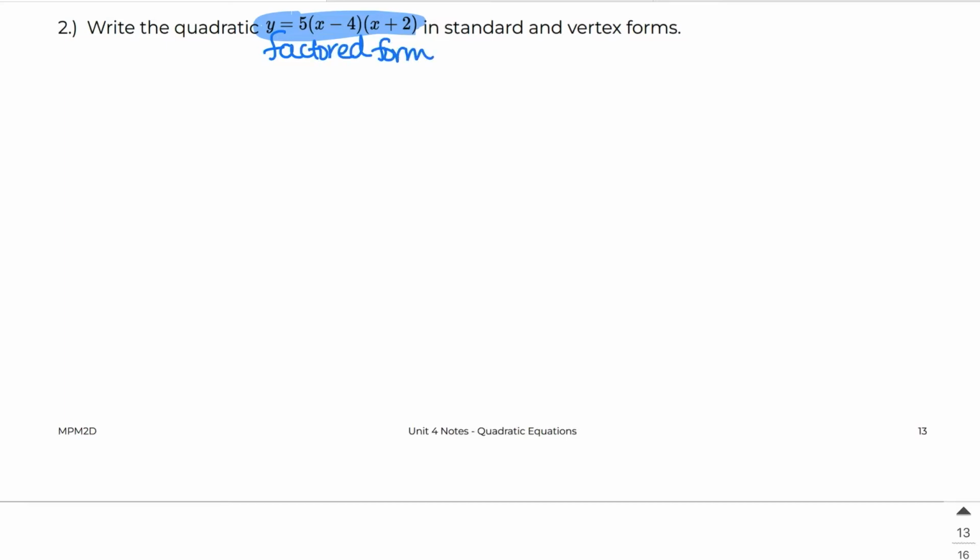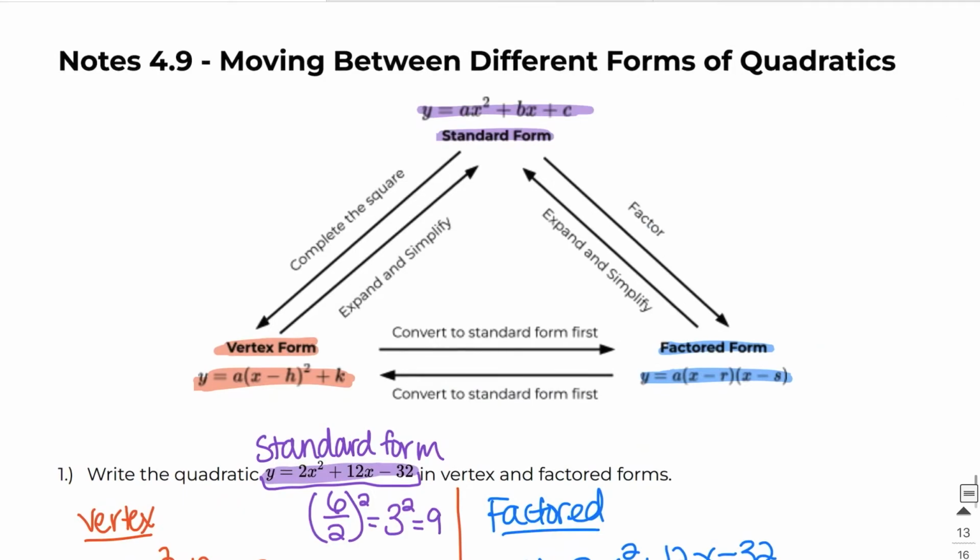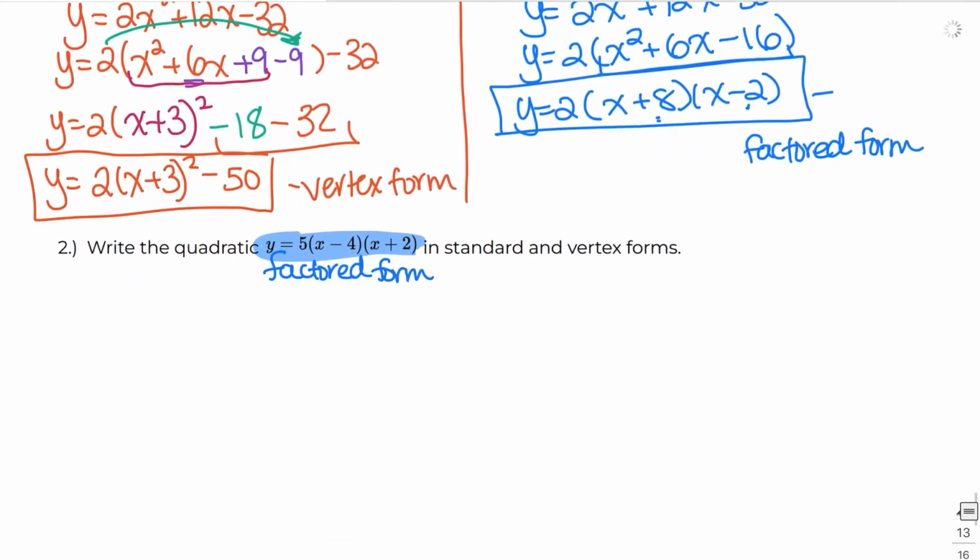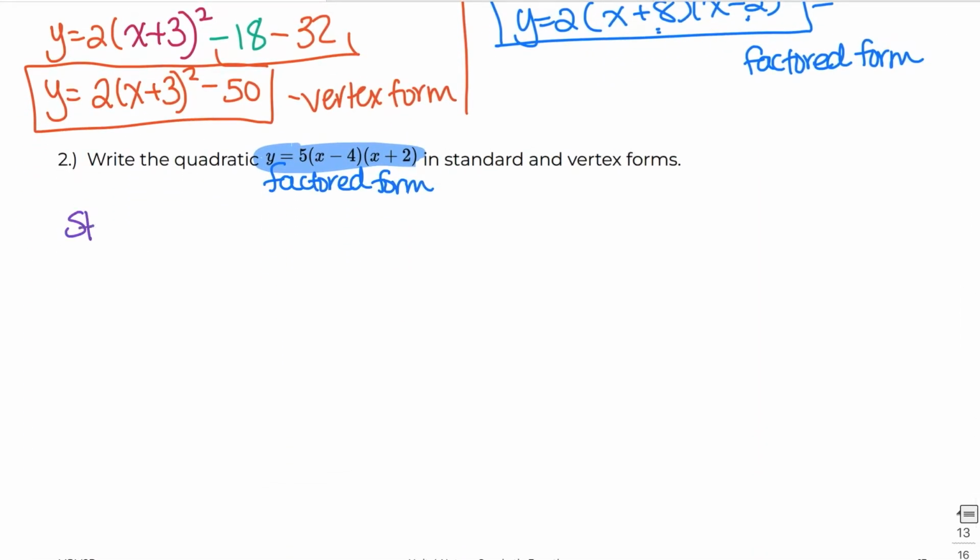And let's look and see what this says up here. So to go from factored form to standard form, what I need to do is I need to expand and simplify. That's what it says right here. I have to expand and simplify. So that's what I'm going to do right here. So let's write out standard form. I'm going to write out y equals 5, and then in brackets, x minus 4, x plus 2.